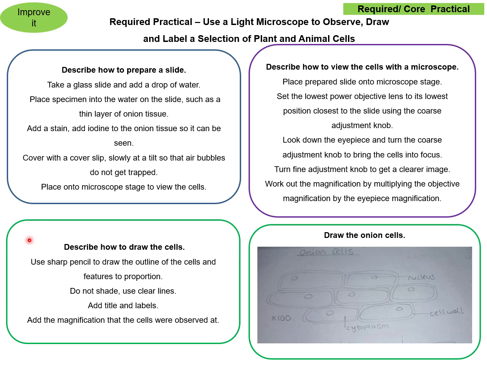Describe how to draw the cells. So use a sharp pencil to draw the outline of the cells and features to proportion. Do not shade, use clear lines. Add a title and labels. Add the magnification that the cells were observed at. And then for drawing the onion cells, they should look a bit like this. So no overlapping, clear lines.